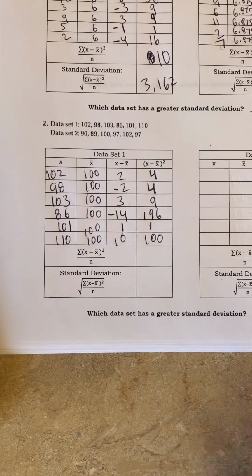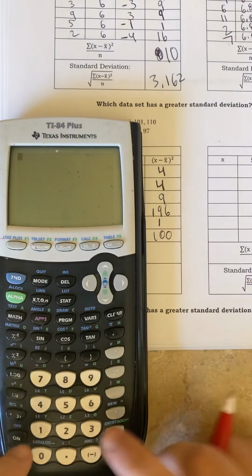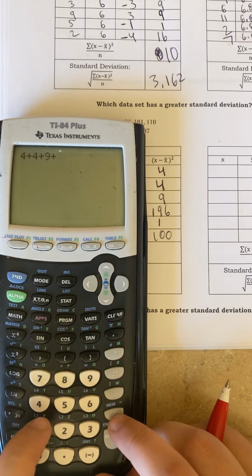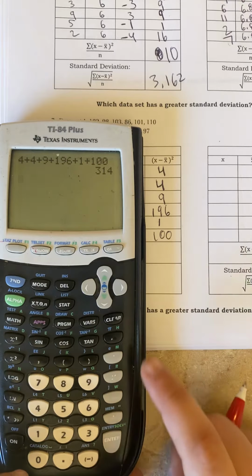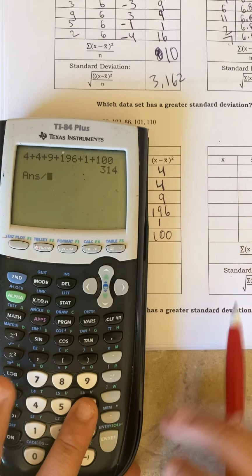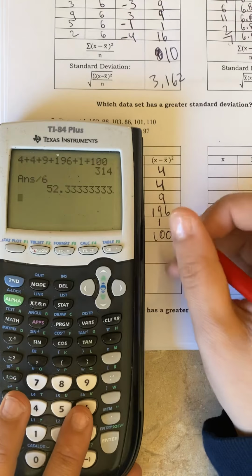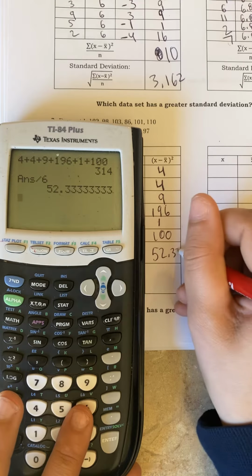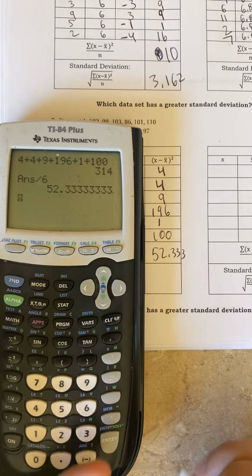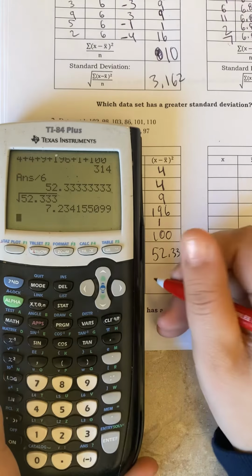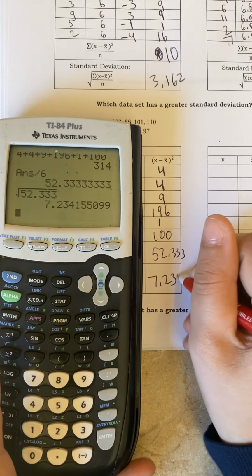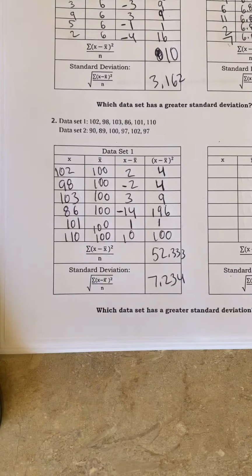Okay, so I filled out all those columns, and again I'm going to add them all up. 4 plus 4 plus 9 plus 196 plus 1 plus 100. And we're going to divide by 6, because that's how many terms we have, which gives me 52.333 repeating. And again, we'll take the square root of that to give us 7.234. So my standard deviation tells me that all my points are about an average of 7.234 points away from the mean. Okay.